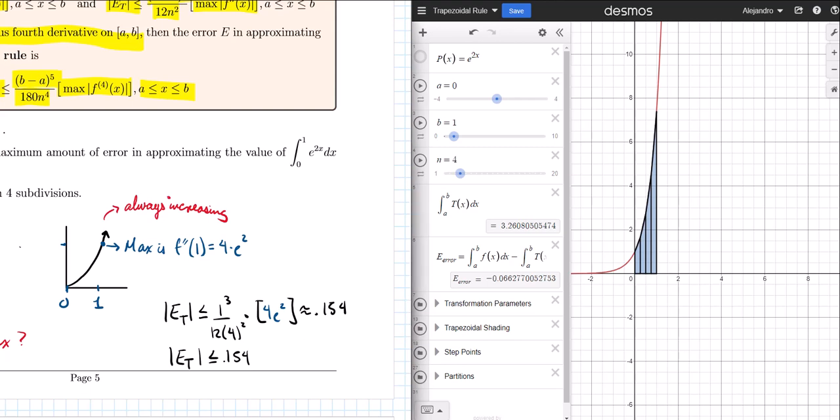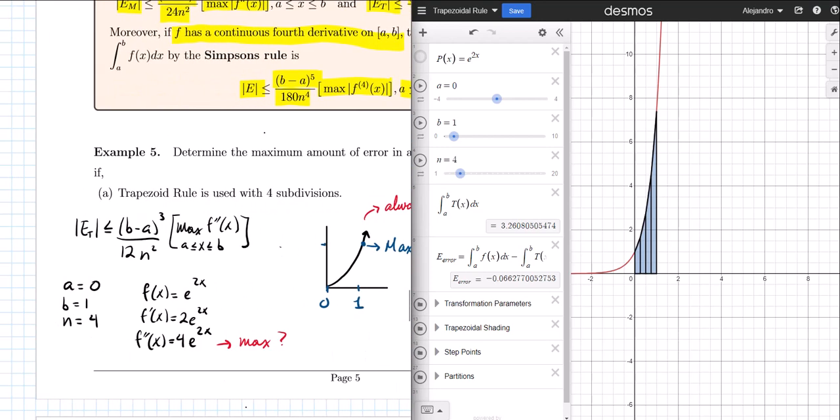So let me put here the absolute error, which is, again, an absolute value. So the absolute value of negative 0.0662 is indeed less than or equal to 0.154. So that's essentially what we're doing. Even if we don't know the absolute error, with these formulas, we know how big it can get.